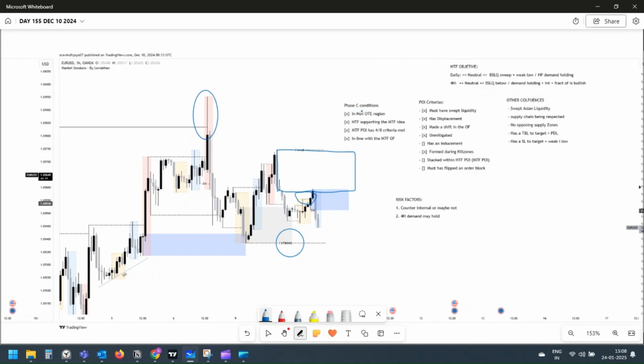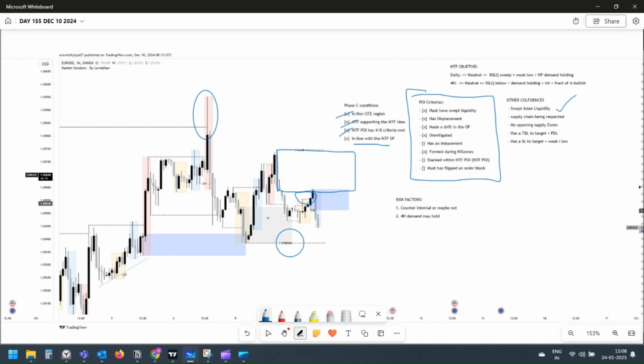So phase C condition, this is actually the phase C. Price is in the higher time frame, supporting the medium time frame idea and medium time frame POI. These are the criteria being met by the POI, and it is in line with the medium time frame order flow. So 4 out of 4 boxes are being ticked. So what are the other confluences? KSNI is being swept, the supply chain is being respected, and there are no opposing demand zones right here.